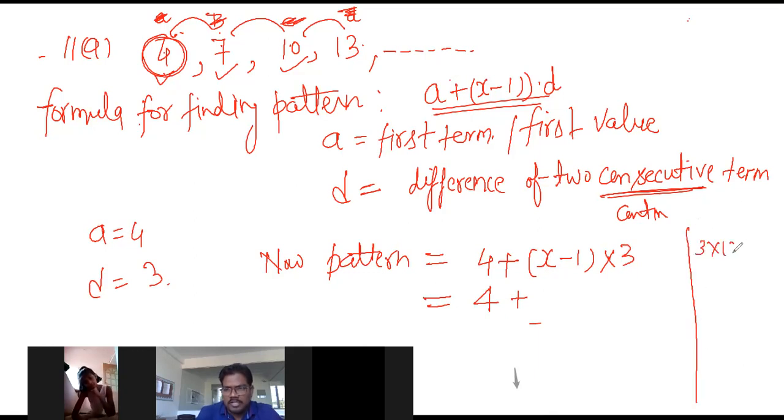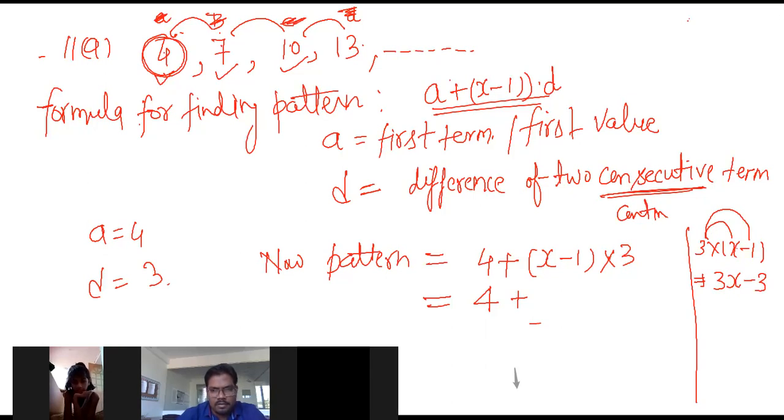3 into x minus 1. That means 3 will be multiplied with this one, also this one, and this sign will remain the same. So 3 will be multiplied with x, and we get 3x. And if you multiply 3 with 1, we get 3, because 3 into 1 is 3. 3 into x is 3x. Is this okay, everyone?